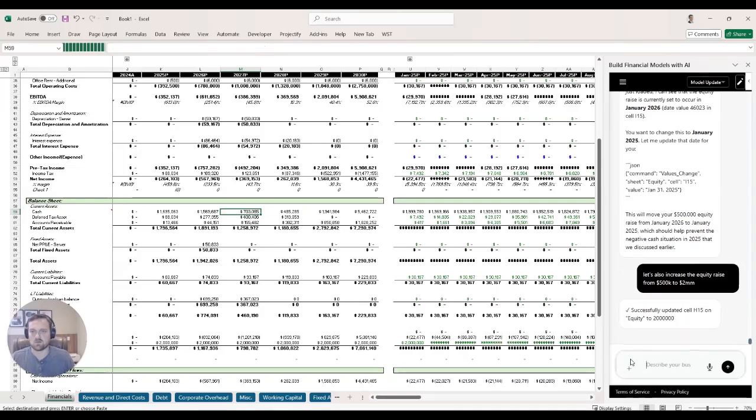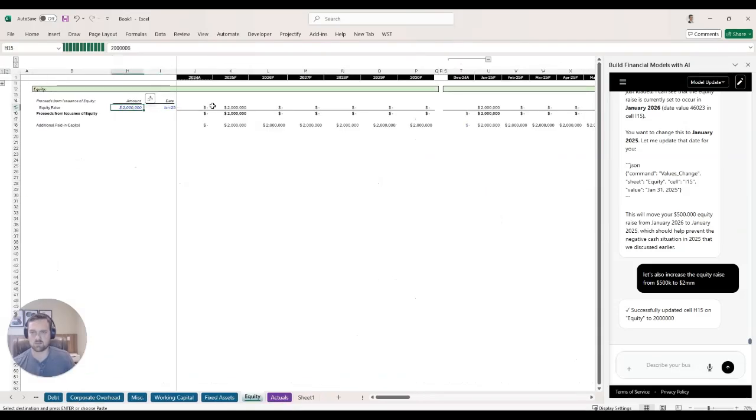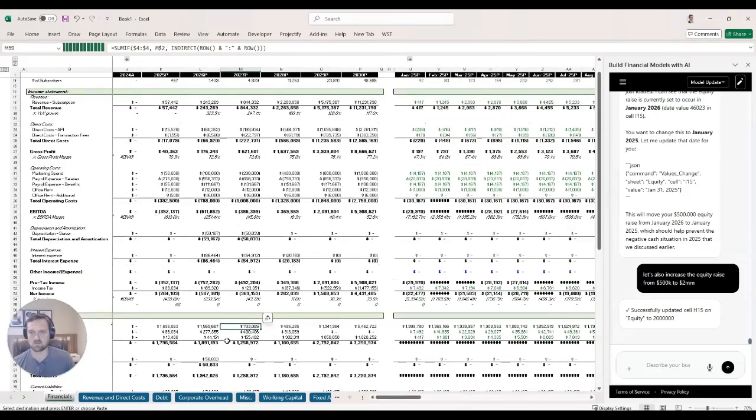All right, so there you go. In real time, the cash deficit has been solved. We no longer go negative. If we go back over to the equity tab, we can see this is 2 million now. The really cool thing about this is it allows you to not necessarily need a scenario layer on top of this. You can run scenarios in the chat and ask it to change things while you stick around and linger on the financials tab and watch real time how things change.